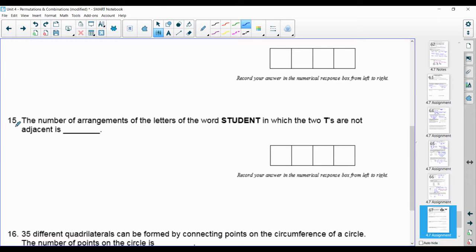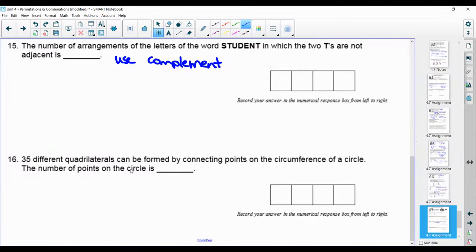Remember, if we're looking at the number of arrangements of the letters of the word student in which the 2 T's are not together, if we're doing questions like this, what we want to do is figure out all the ways they can be together and then subtract. So for number 15, I'd suggest using the complement.